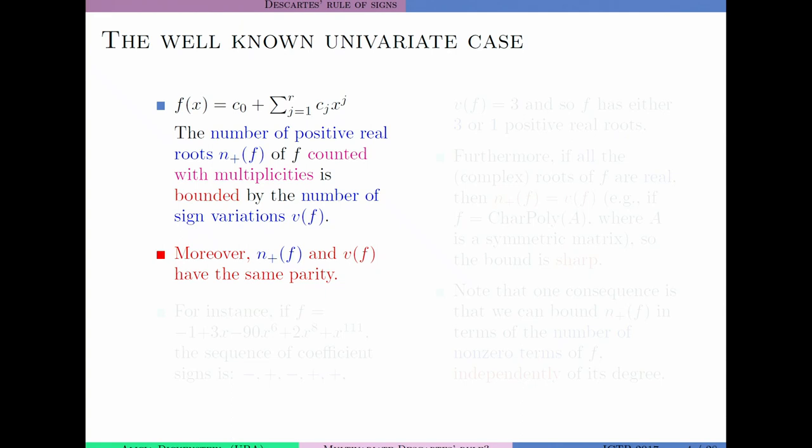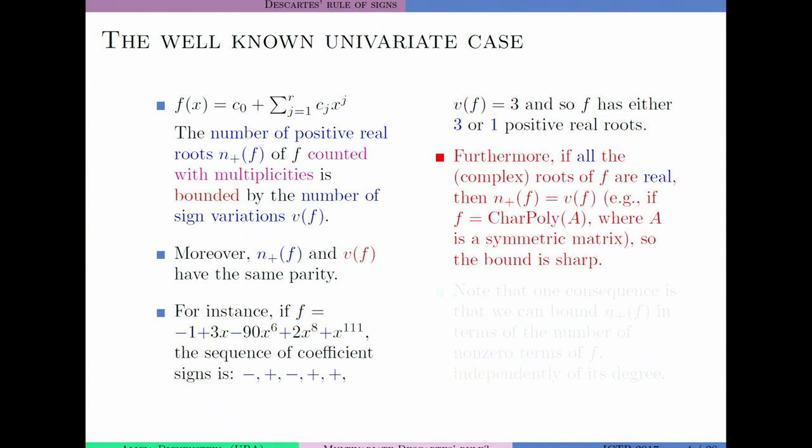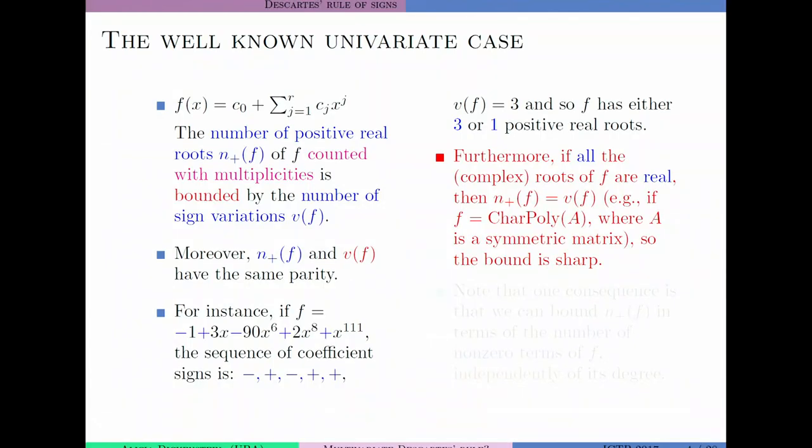that these two numbers, the true number of positive roots and this upper bound, have the same parity. So for instance, if c0 is minus 1, I get that the sign variation is 3. This means my polynomial could have either 3 or 1 positive root. I cannot decide with this, but it's quite accurate. And in general, it's a sharp bound, because if one picks a polynomial with all real roots, then it is an equality.